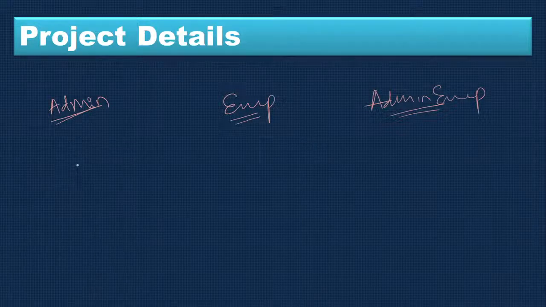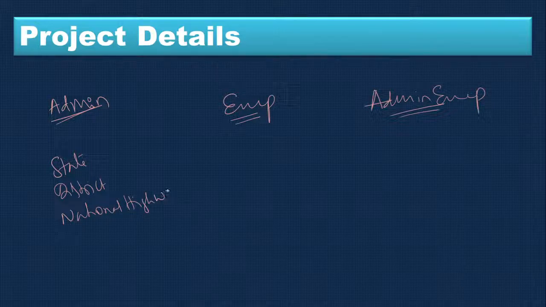So in the admin, what we can do is we can create the state details, district details, right? Then national highway details, which are the national highways. Then you can create the employees. So the employee can log in. Now here they can raise the new project.